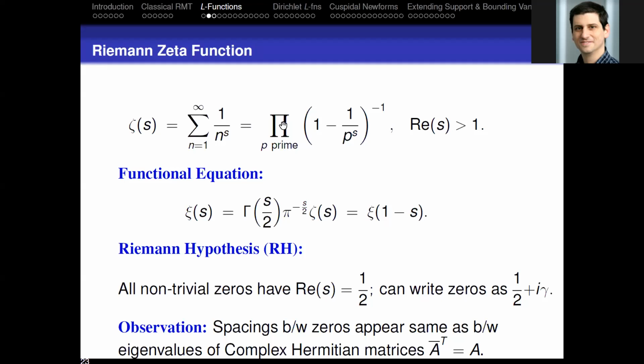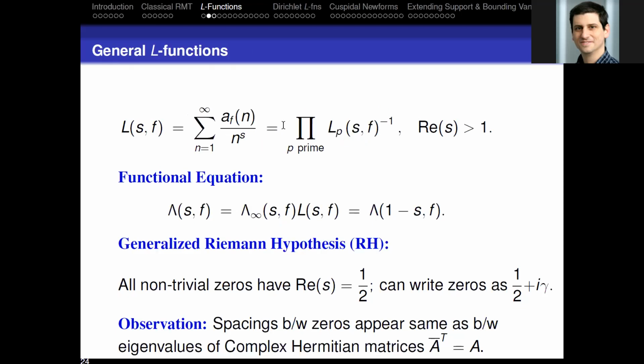And you now see the analogy with nuclear physics. Here we have the different energy levels. You can view the gammas as the different energy levels of the zeros. And the observation is that the spacings between zeros seem to be the same as the spacings between eigenvalues of complex Hermitian matrices.